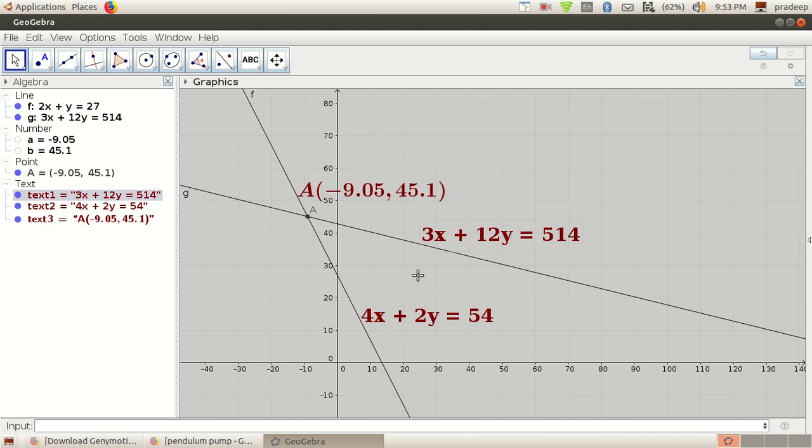So here, actually, after substituting, or if we give these equations in the input box, we will get these straight lines, and the meeting point is having the coordinate x equal to -9.05 and y is equal to 45.1, and these are the actual solutions x and y of these equations. But it is very difficult for the students to solve because this 40 point or just below 50 is difficult to access on a paper. That's all. Solve it by some other means.